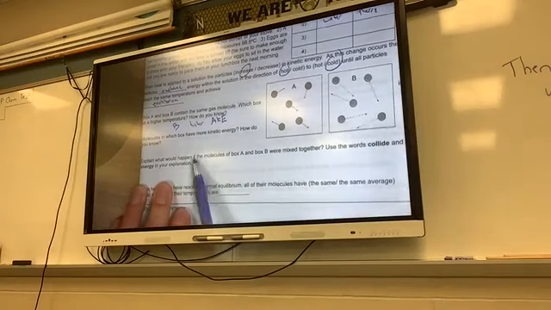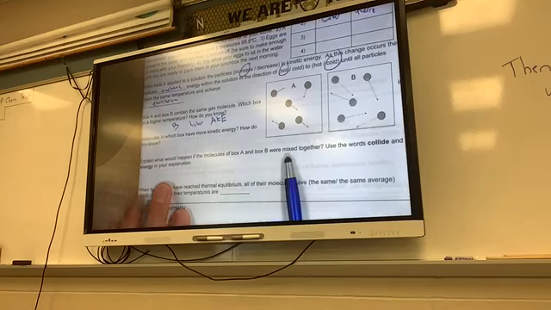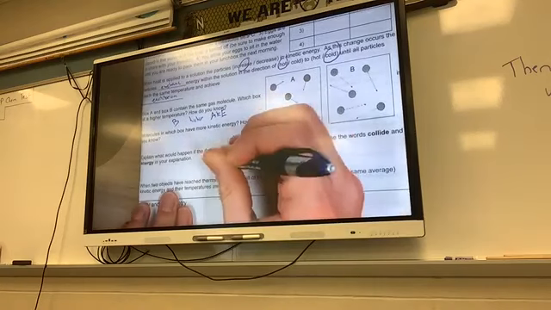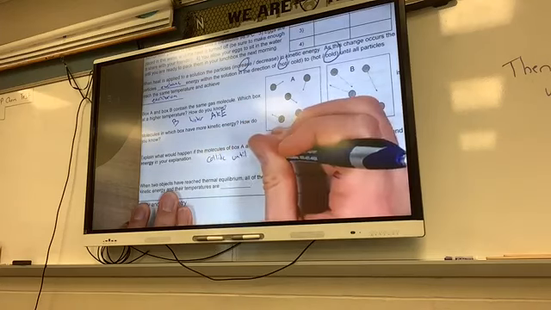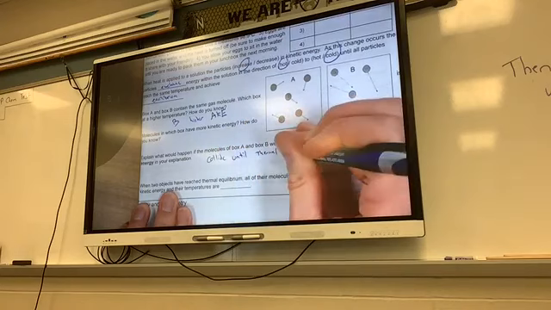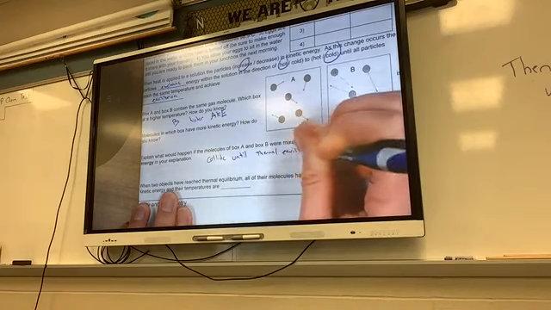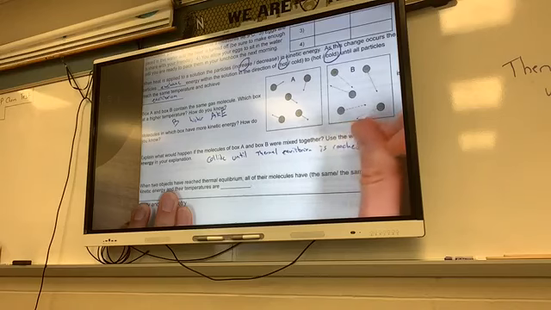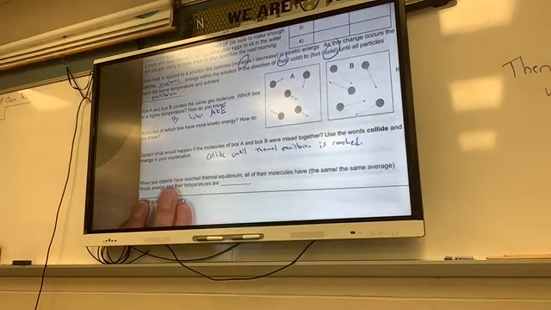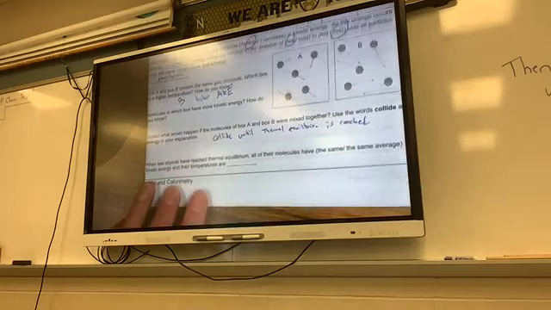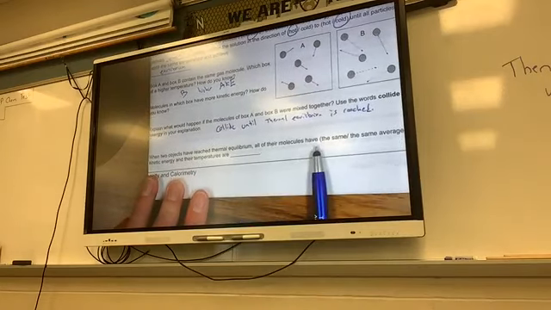Okay. Explain what would happen if the molecules of box A and B were mixed together. Use the words collide and energy. What would happen? Molecules will collide until thermal equilibrium is reached. I guess that's not the best way to write that. They would still be colliding, right? I guess we could say they're colliding and they would transfer energy while still colliding until thermal equilibrium is reached. Cool?